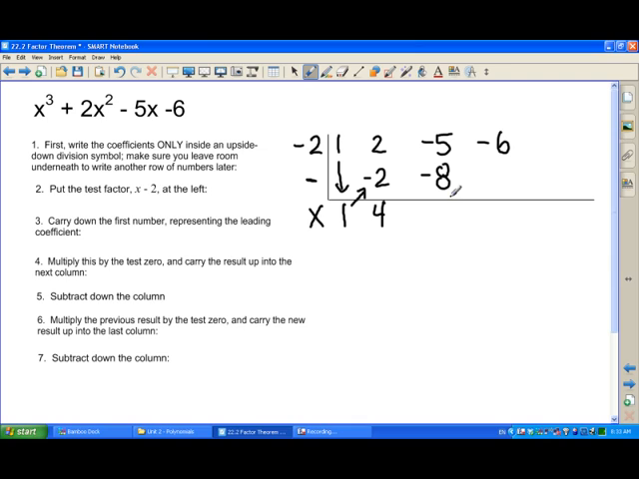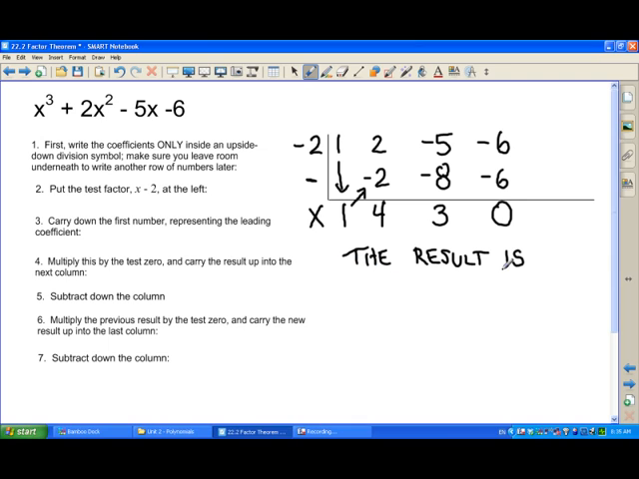And then I subtract down the column. Negative 5 take away negative 8 is positive 3. 3 times negative 2 is negative 6. Negative 6 take away negative 6 is 0. And then I'm done. So what this becomes is my factored form, or one step in my factoring of my original polynomial.